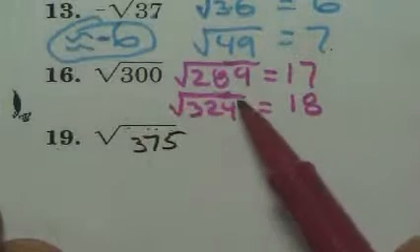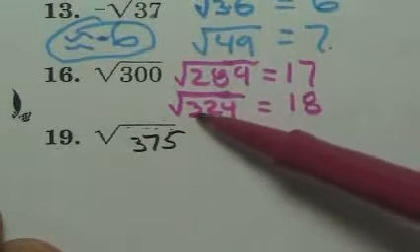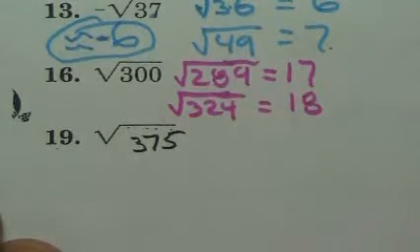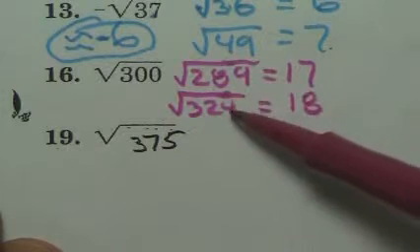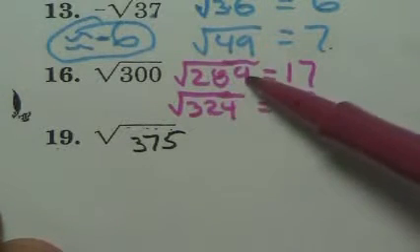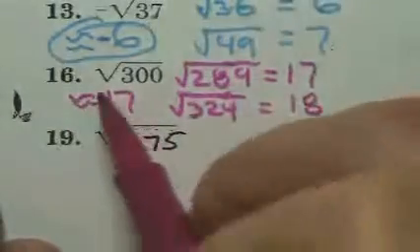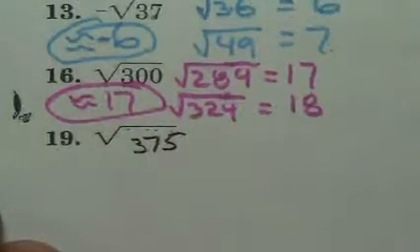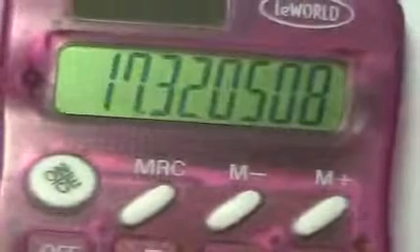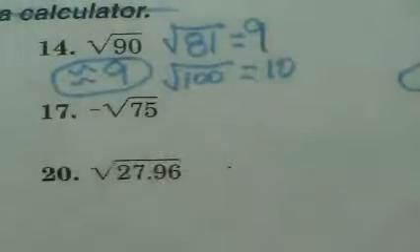So where does 300 fall? What's that closest to? Is it closest to 289, or is it closest to 324? Well, it's only 11 away from here, and it's 24 from here, so it must be closer to the 17. So it's about 17. And if I square root 300, I get 17.3. So we're estimating without even using a calculator.